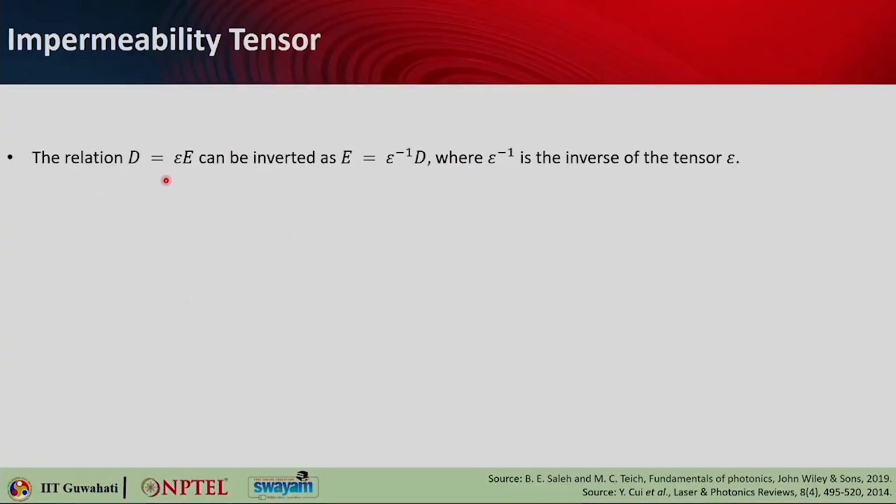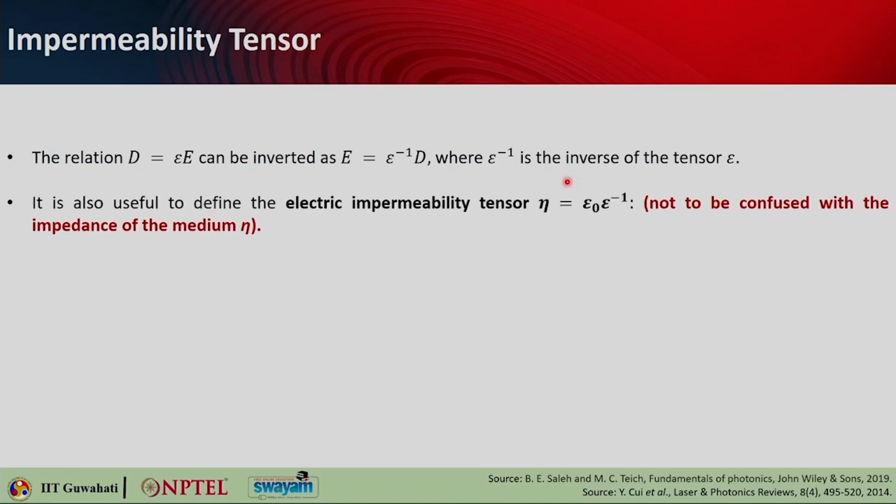Now, when we read about this relation D equals epsilon E, you can always think of an inverse relationship, that is basically E equals epsilon inverse D, where epsilon inverse is basically the inverse of the tensor epsilon, and it is useful to define this tensor as an electric impermeability tensor eta. So, eta is defined as epsilon naught epsilon inverse, and do not confuse this eta with the impedance of the medium eta. Okay, these two are different concepts.